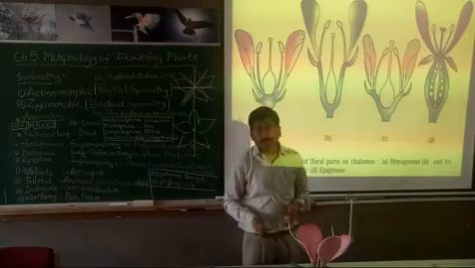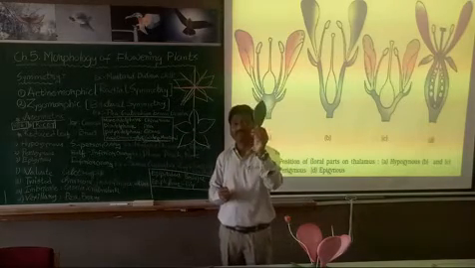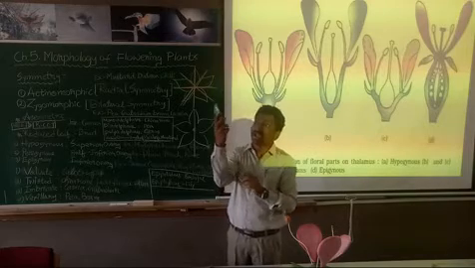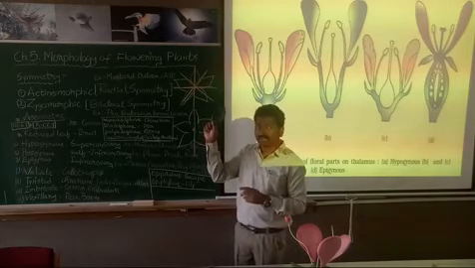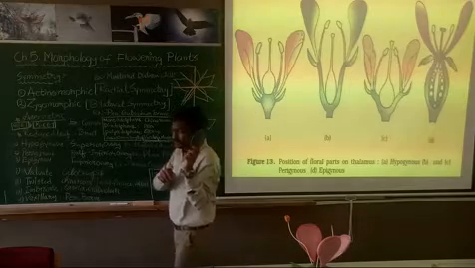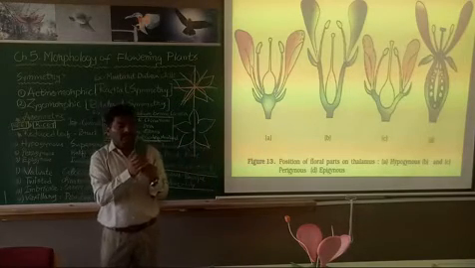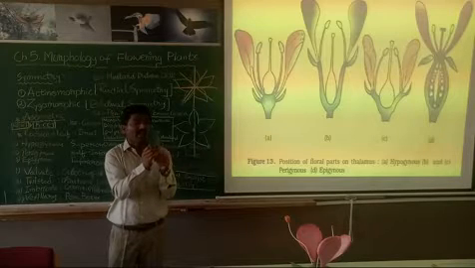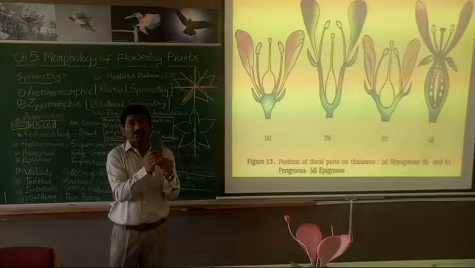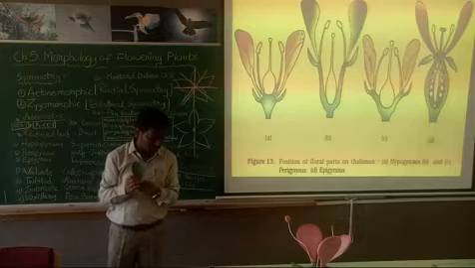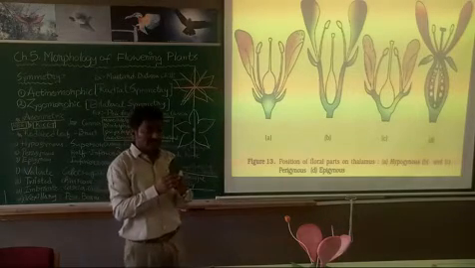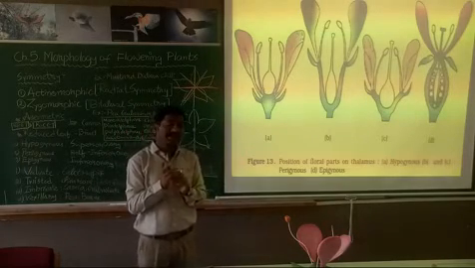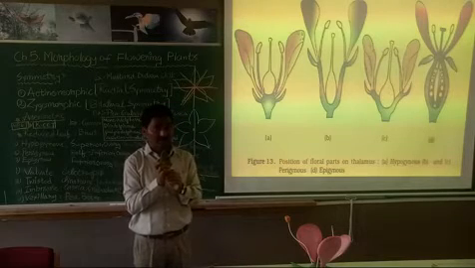Okay, now first I would like to explain about calyx. The first outermost part is calyx. Have you seen calyx here? Calyx is in my hand. Could you guess the color of this calyx? It is green in color, and the function of the calyx is protecting the remaining floral parts when the flower is in a bud stage. When the flower is in a bud stage, the protection function is performed by the calyx. Understood?